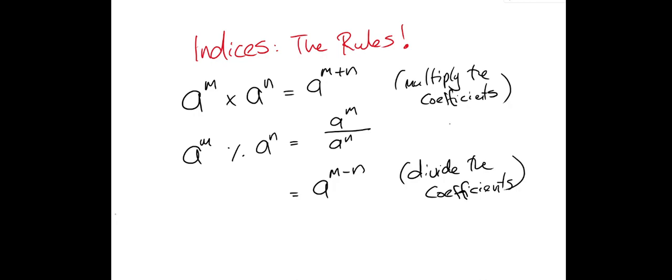So notice here these are opposite. We multiply the coefficients, divide the coefficients there. We add the indices up here, we subtract the indices down here. Kind of makes sense. If multiplication and division are opposite, we would do the opposite thing when we deal with them.